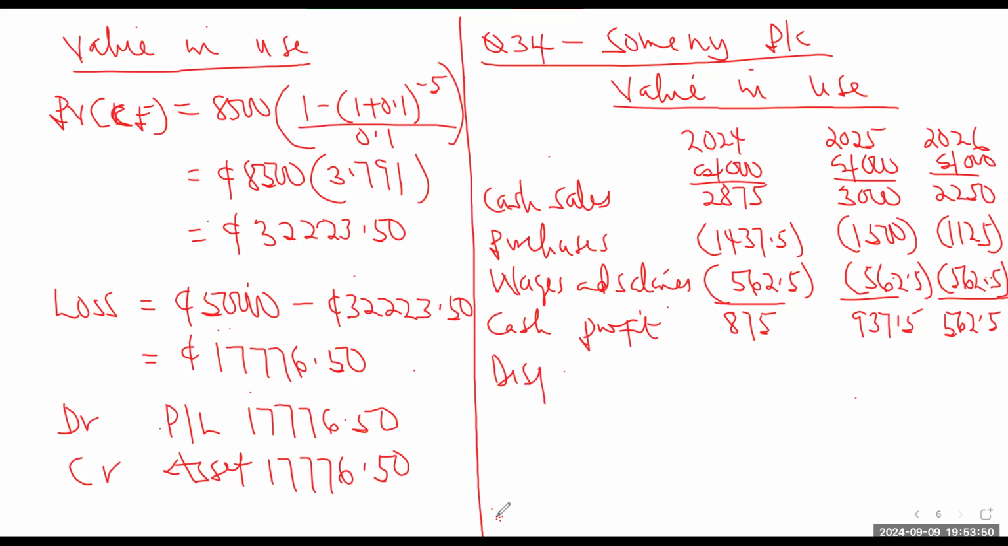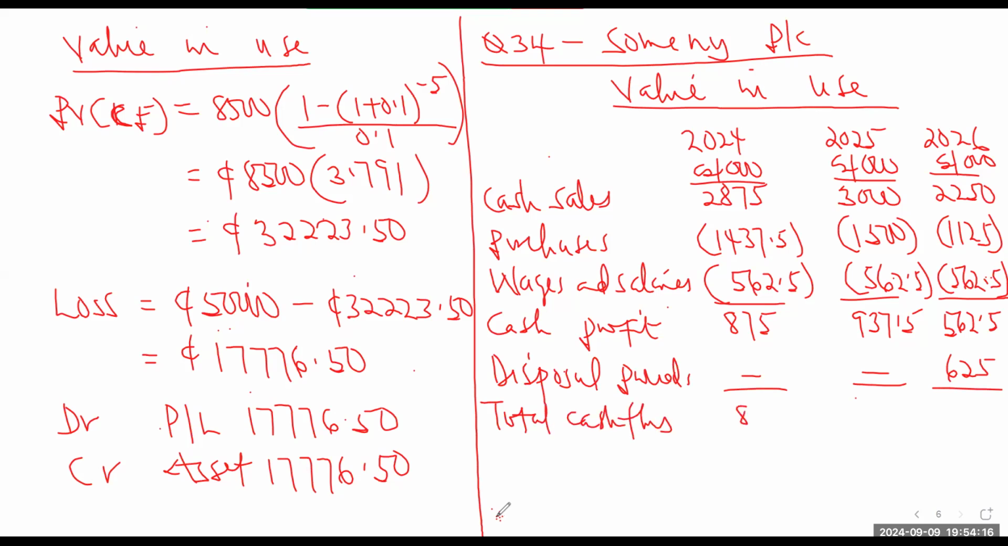Right. So what will come here? Do you have any disposal value there? Yes. Without the disposal proceeds, when are we going to receive that? Third year, 2026. How much is that? 625. So let's have our total cash flows now. 875. 937.5. 1187.5. So they're asking us to determine what?